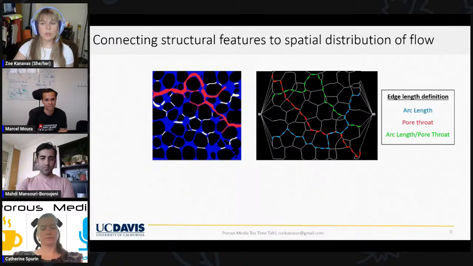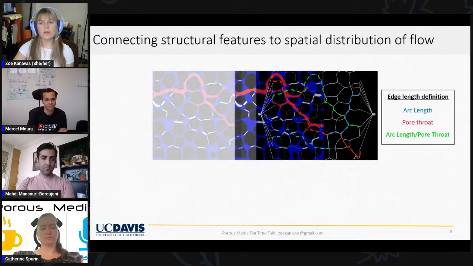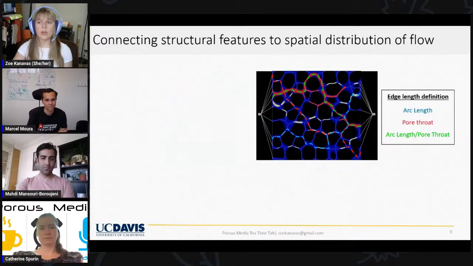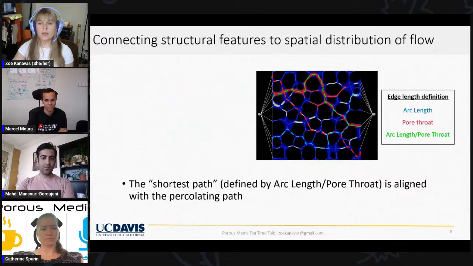How well an edge weight performs is based on how well the shortest path matches with the known mobile flow region. We found that the best edge weight is the arc length over pore throat. And from this, we can conclude that the preferential flow develops through the shortest pathway of interconnected channels when we measure short by the arc length over pore throat metric.